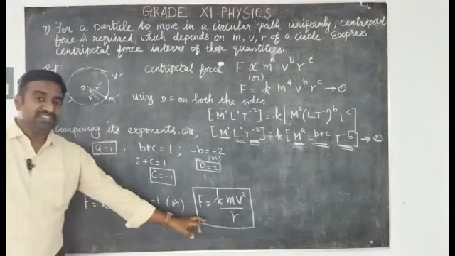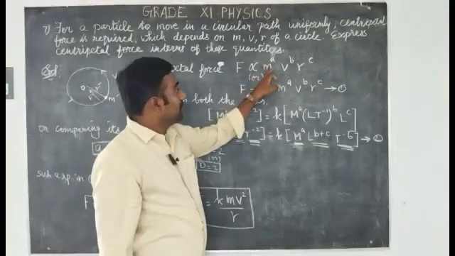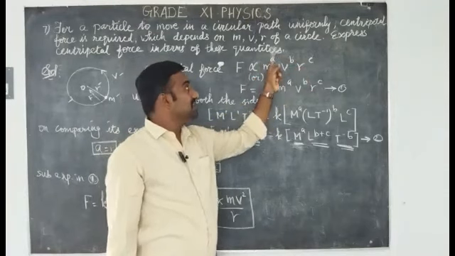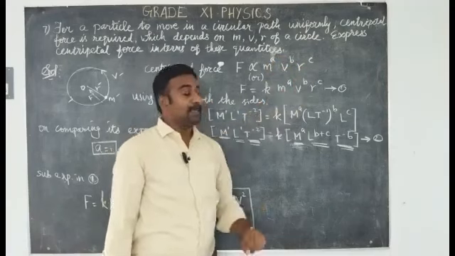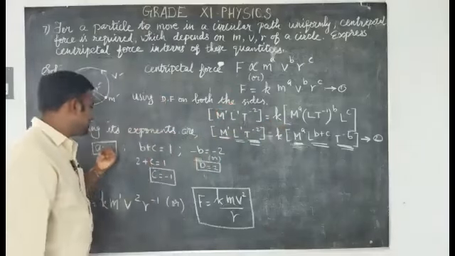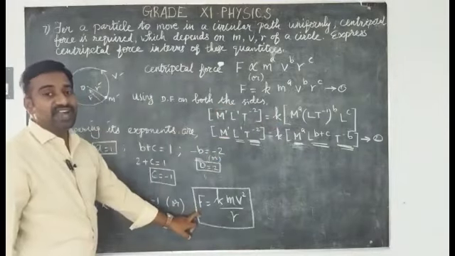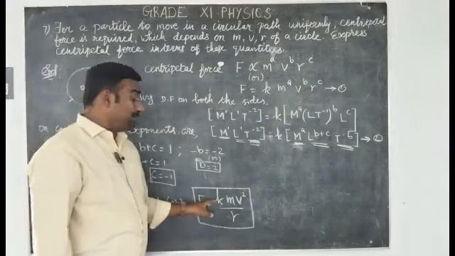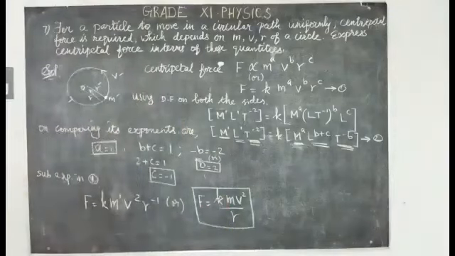How do we find the formula? From the given quantities, the force is proportional to the product of mass, velocity and radius, but we don't know the exponents. So let the exponent of mass be a, of velocity b, and of radius c. Using the dimensional formula on both sides, we can get the exponents a, b, c. These values are substituted in the first formula. Then finally we arrive at the centripetal force formula: F is equal to m v square by r, but the value of K is to be determined experimentally. Okay, thank you.